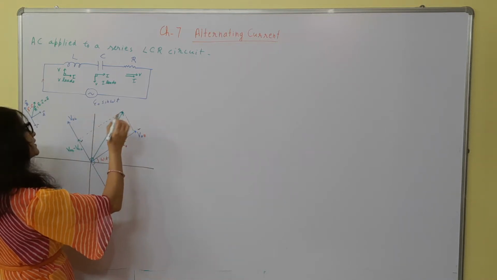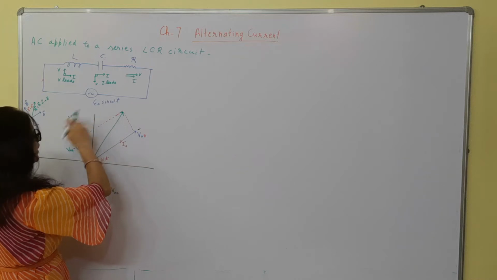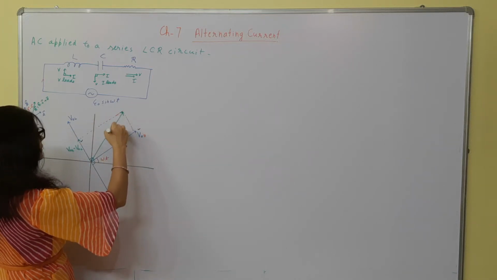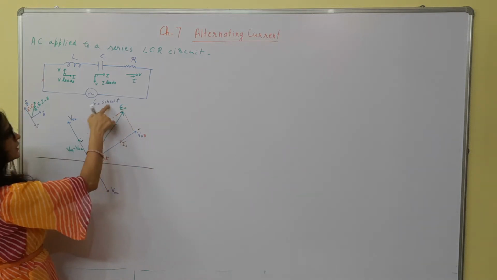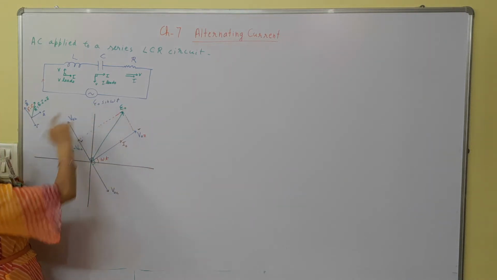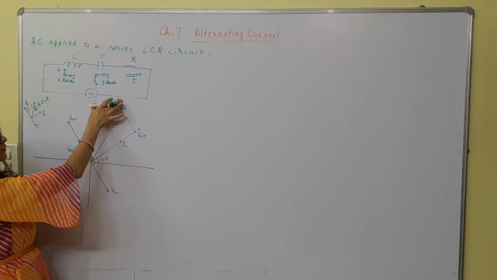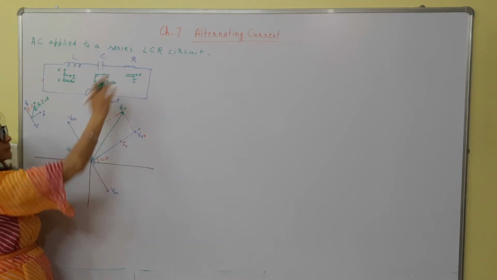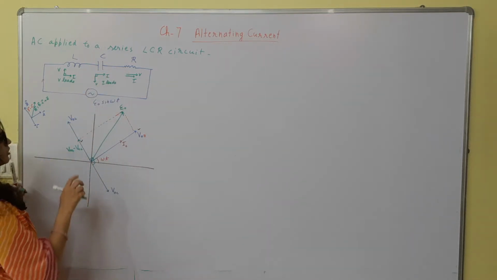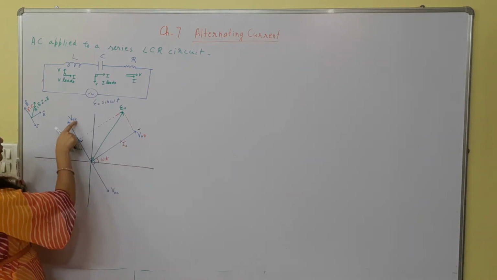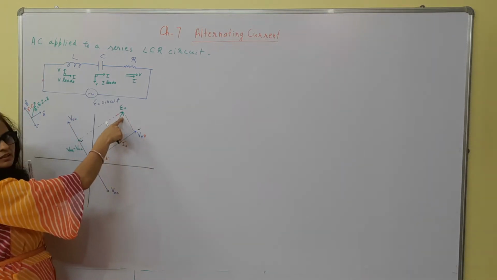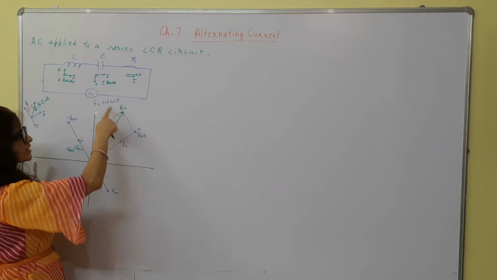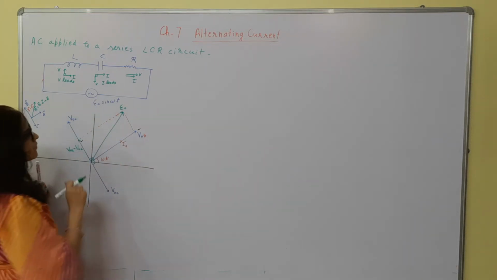And this resultant can be written as E naught, which is the peak value of the resultant voltage, because this is the total voltage which is applied across a series combination of these three. So the resultant of the peak values of voltage across inductor, capacitor and resistor must also be this peak value of the supply voltage, which is the AC.